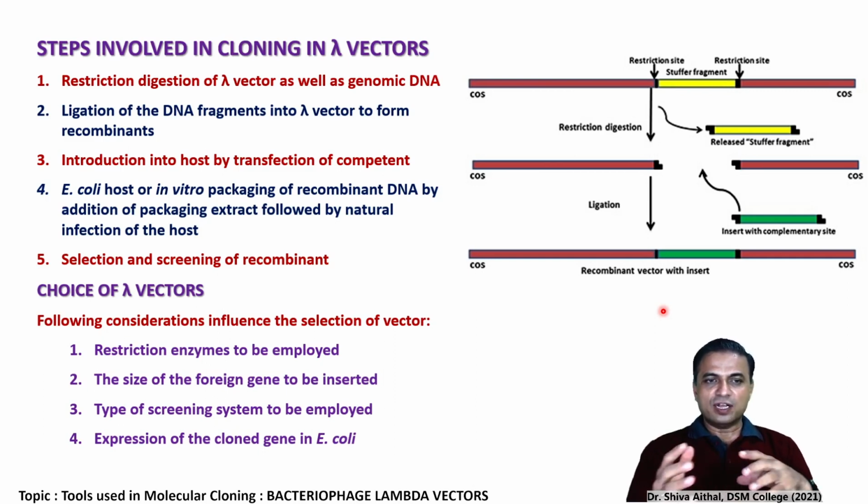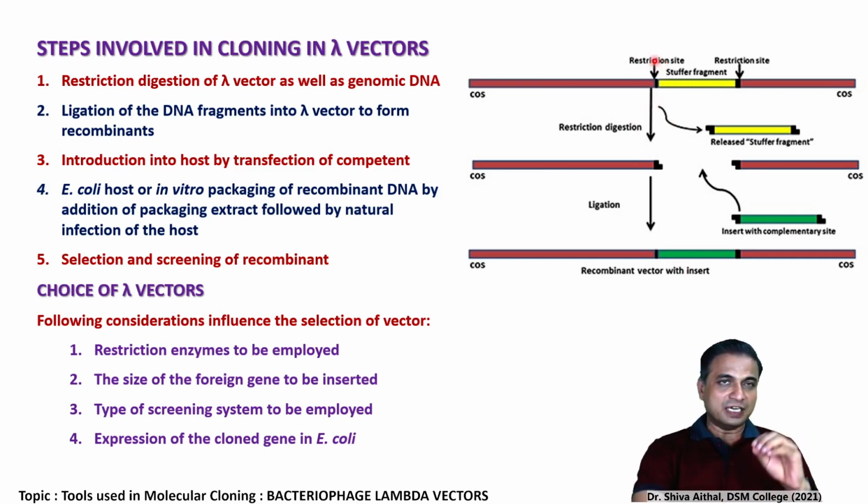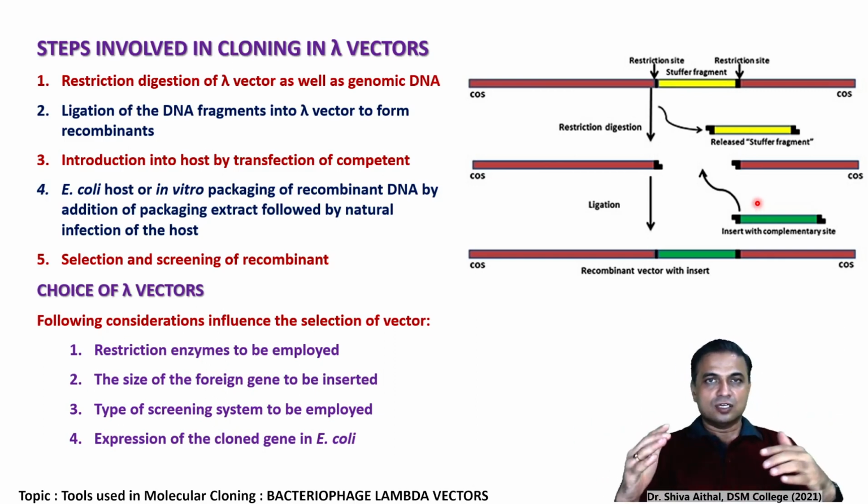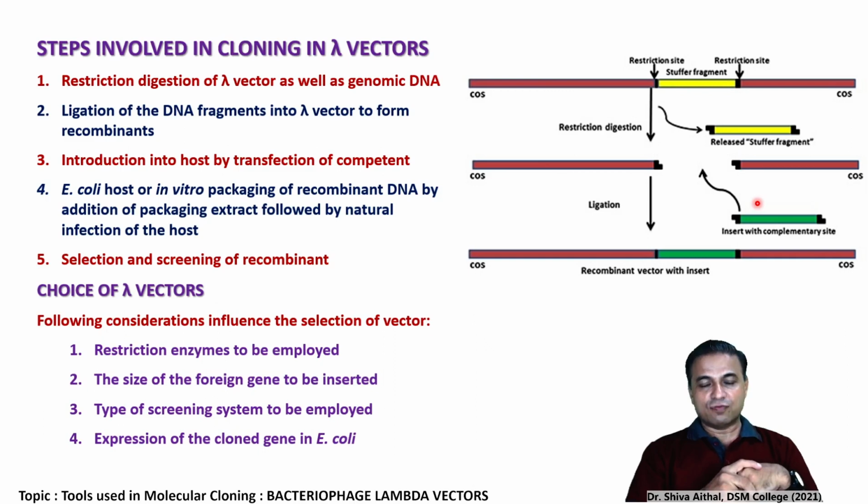Okay, so the following considerations should be made which will influence the selection of this vector. First, the restriction enzyme to be employed. There should be sufficient restriction endonucleolytic cleavage sites, and they should be compatible with the gene of interest. The size of the foreign DNA to be inserted should be determined. All these are carried out by gel electrophoretic techniques. The type of screening to be employed should be known, and expression of the cloned gene in E. coli is a very important factor which influences the selection of your vector.